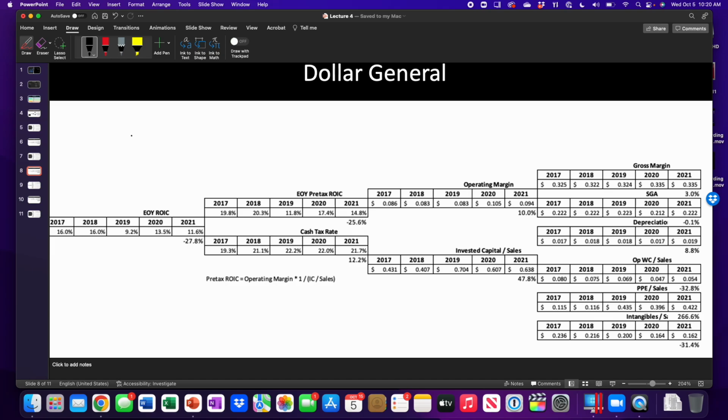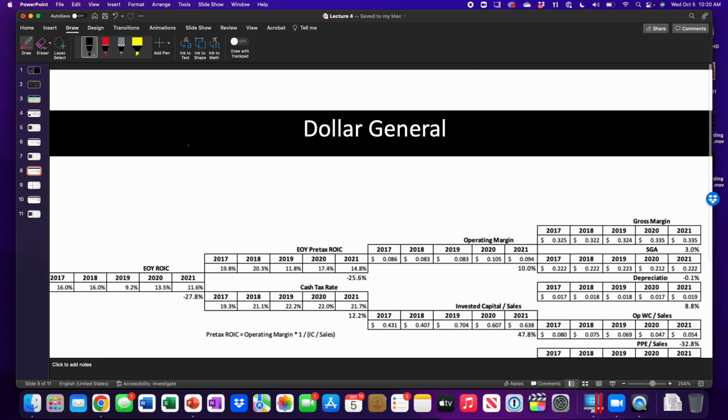Questions about the ROIC tree, how we're analyzing it, what we're saying, how to do it? Okay. All right, statement number 2. Let's go back to the top here. Go back to Starbucks, and let's look at CFI.